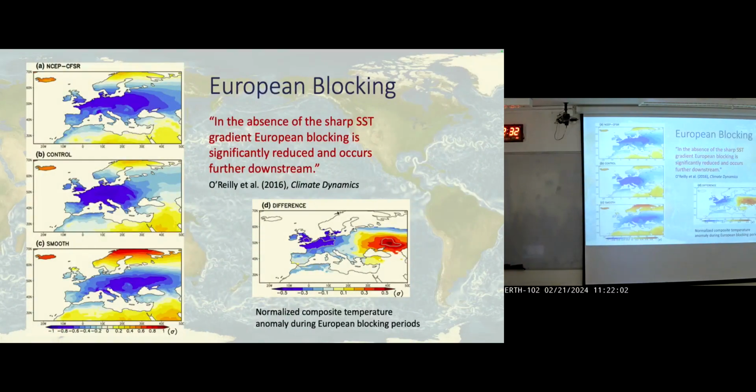Another example, European blocking. These are cases when the Rossby waves are being blocked by another part of the Rossby wave. It creates cold conditions, and also here they use two simulations, one with eddies and another one without. Also here they see a change in European blocking. In the absence of the SST gradients, they see a reduced effect of European blocking.